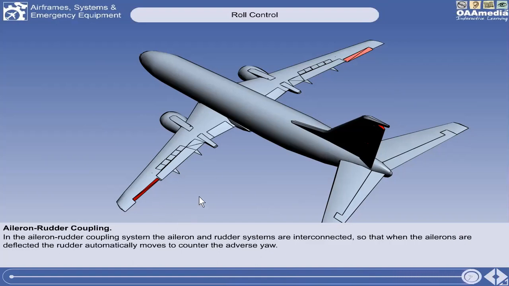So, kunwari, sa illustration na ito, no? Yung left aileron natin is moving upward. Yung right aileron natin is moving downward. Nag-deflect siya downward. So, therefore, by means of aileron rudder coupling, yung rudder natin is also deflecting to the left. So, anong nangyari dito, nag-roll ka sa kaliwa and at the same time, you are yawing to the left also, no? Para ma-counteract natin yung adverse yaw.